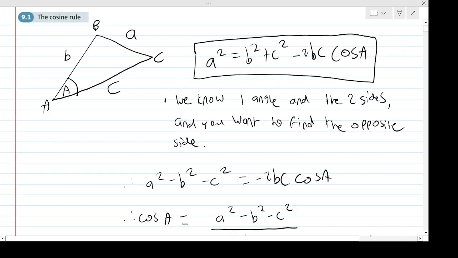Okay, yeah, so hopefully these examples have helped. As I say, it's basically GCSE, but it is a bit of a step up with some of the examples, but hopefully it's not thrown you off. Hopefully the examples have helped. But yes, that's the cosine rule.